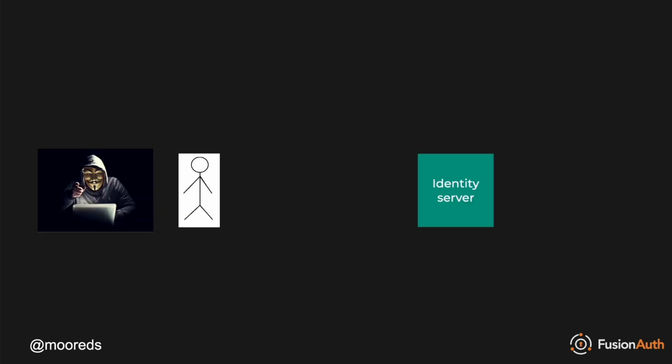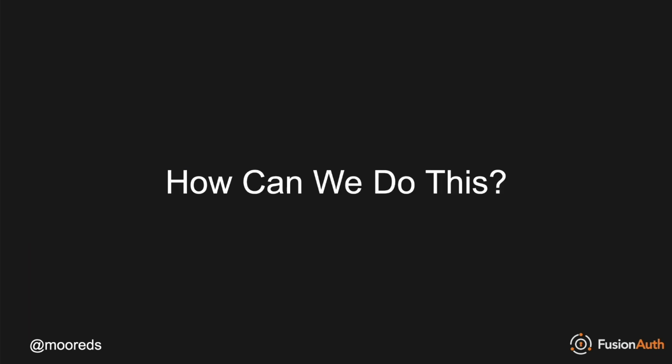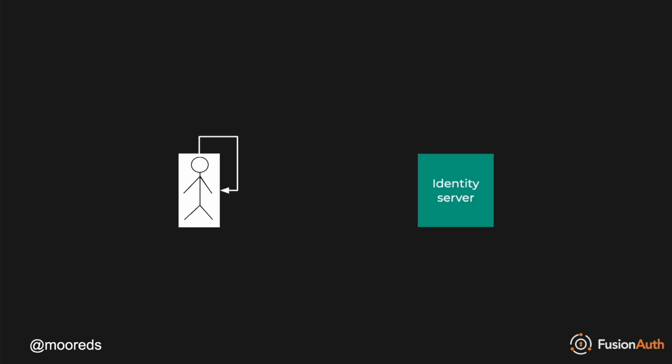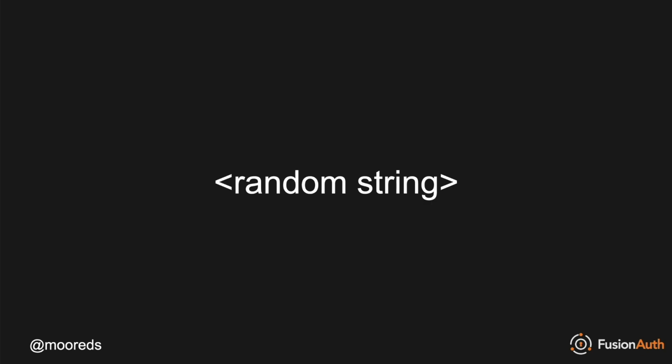If we have a bad actor on the left, we have a normal person or app in the middle, identified by the white stick figure, and then we have an identity server. The problem PKCE solves is we want a way to have this entity be able to interact with this entity 2 or more times without the bad guy being able to pretend to be this normal person. So we can do this by having the normal entity, the stick figure, generate a random string.